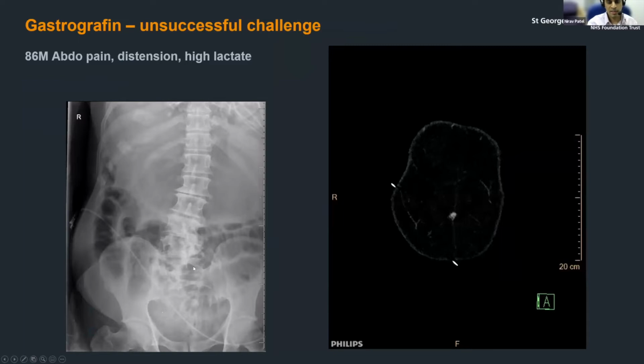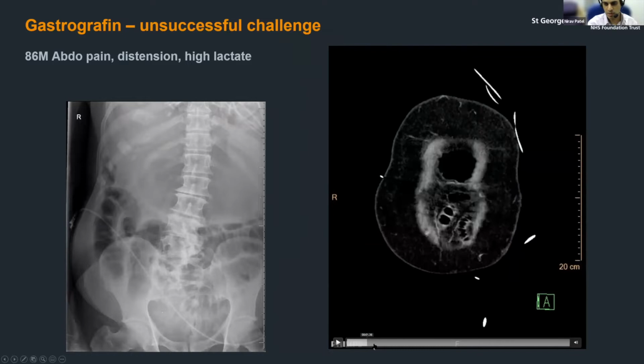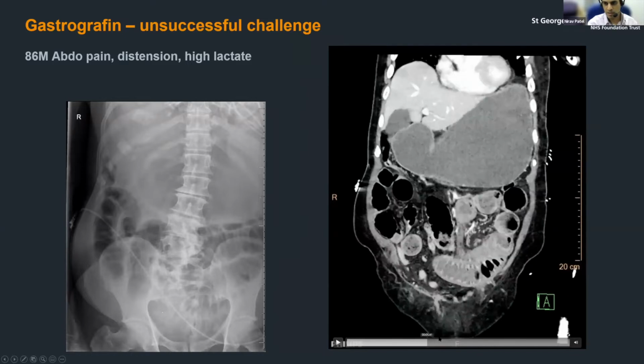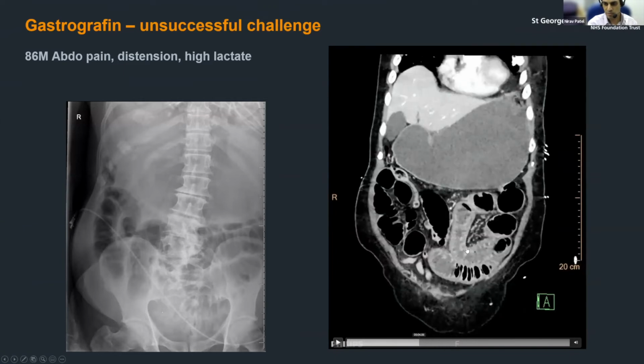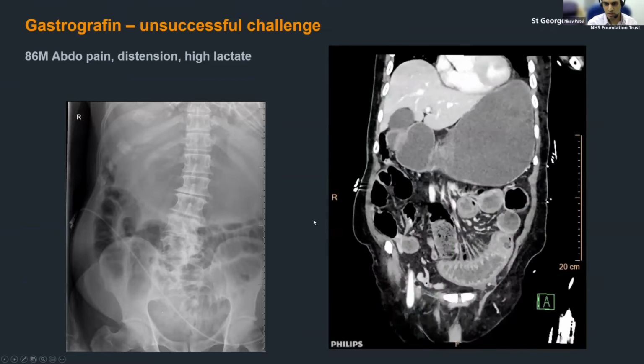This is a patient who has an unsuccessful challenge, an 86-year-old male with abdominal pain and distension with a slightly raised lactate. You can see a distended stomach, distended loops of bowel. There are features before that suggested that this patient may have ischemia. So you can see some mural edema of those bowel loops there. And I'll just skip to the next slide.